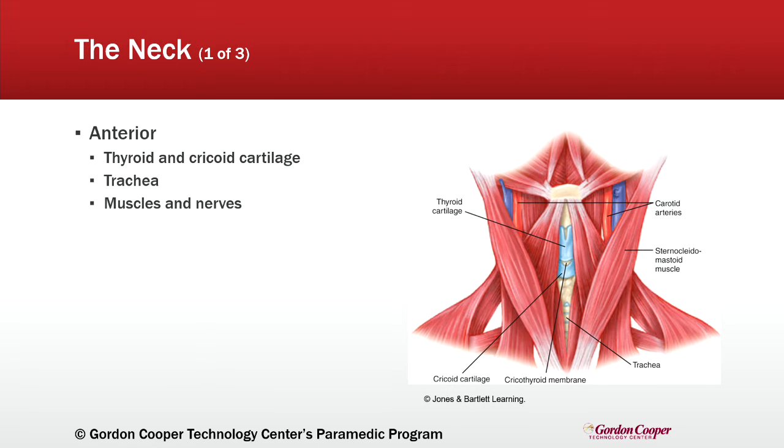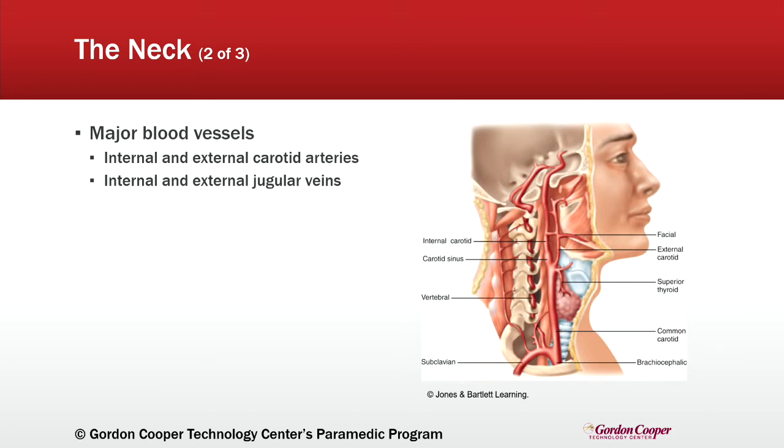Of course, the neck consists of the anterior and posterior portions. The anterior part of the neck includes the thyroid cartilage, the trachea, and of course all these muscles and nerves, along with a major set of blood vessels that flows through there. The major blood vessels in this area are the internal and external carotid arteries. And of course, we have the vertebral arteries that run alongside the cervical column in the back, or the posterior part of the neck.